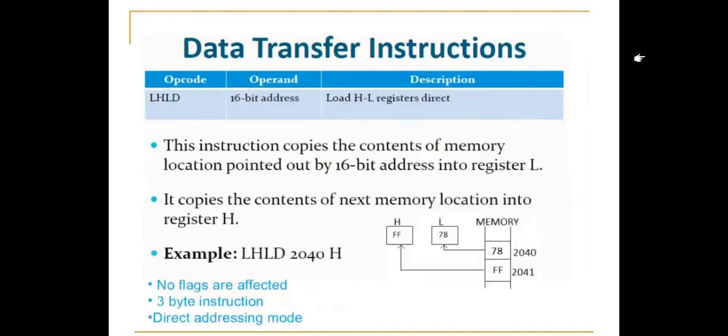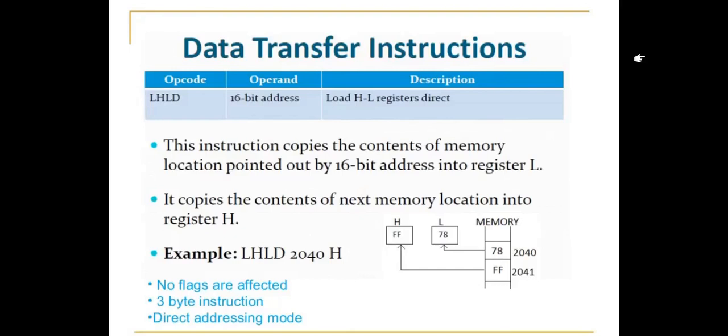Then the next one is LHLD. So what is it? What do you think it will do? Very simple. L stands for load, HL stands for the HL register pair, and D stands for direct. It's there in the meaning itself: load HL register direct. So what will it do? Very simple actually. Now take this example, LHLD 2040H. 2040 is in hexadecimal format.